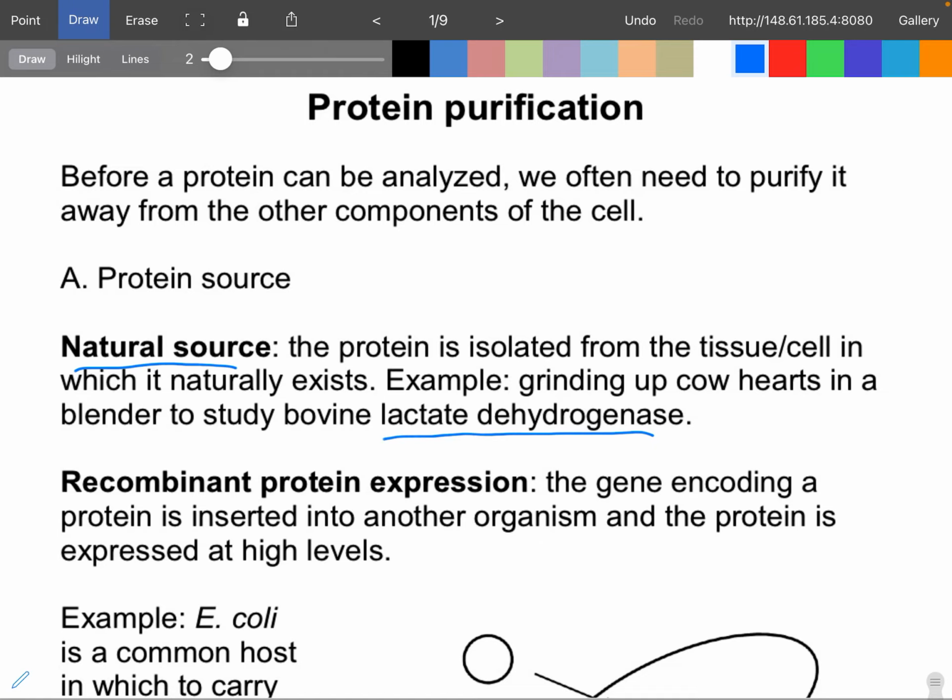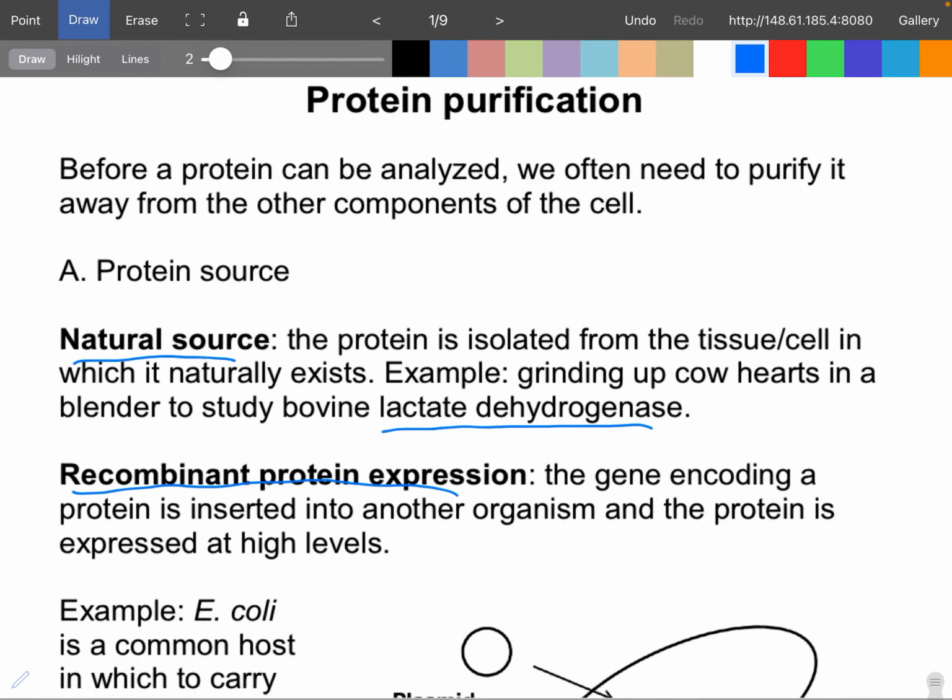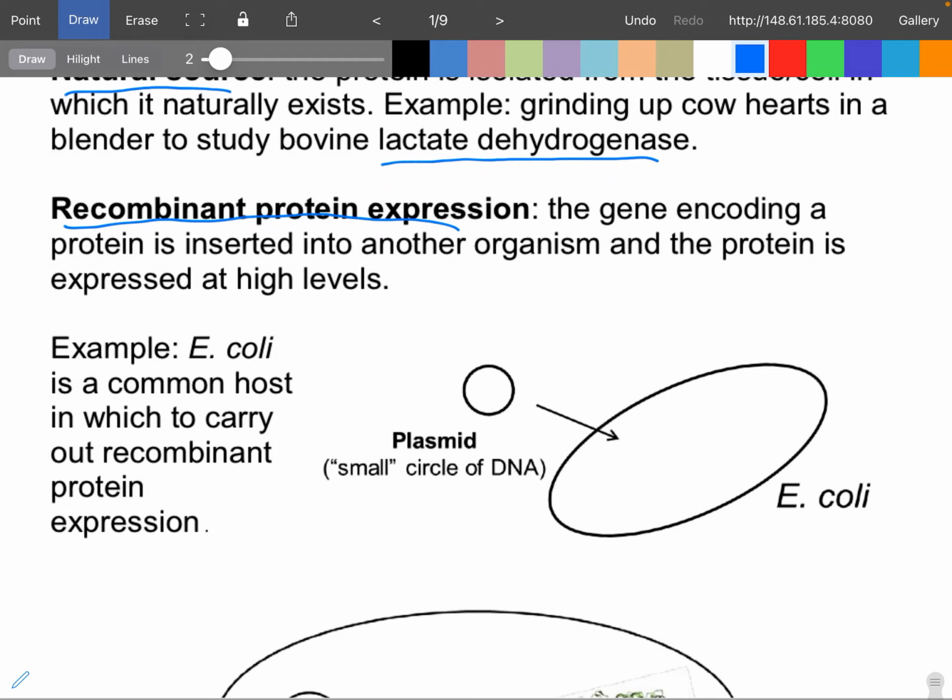A problem sometimes with natural sources, though, is the proteins that we might want to study could be in very, very low concentration and very difficult to purify to give us enough to do what we want to do. And that's where recombinant protein expression comes in. In this process, we're going to add a gene that encodes a protein into some other organism so we can actually express that protein at very high levels.